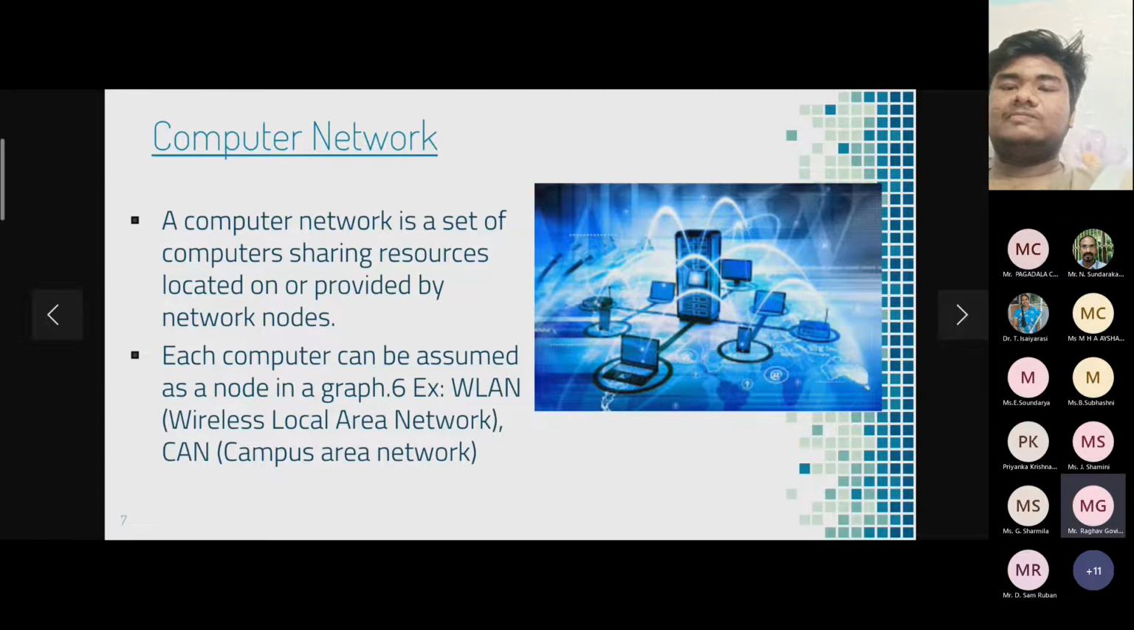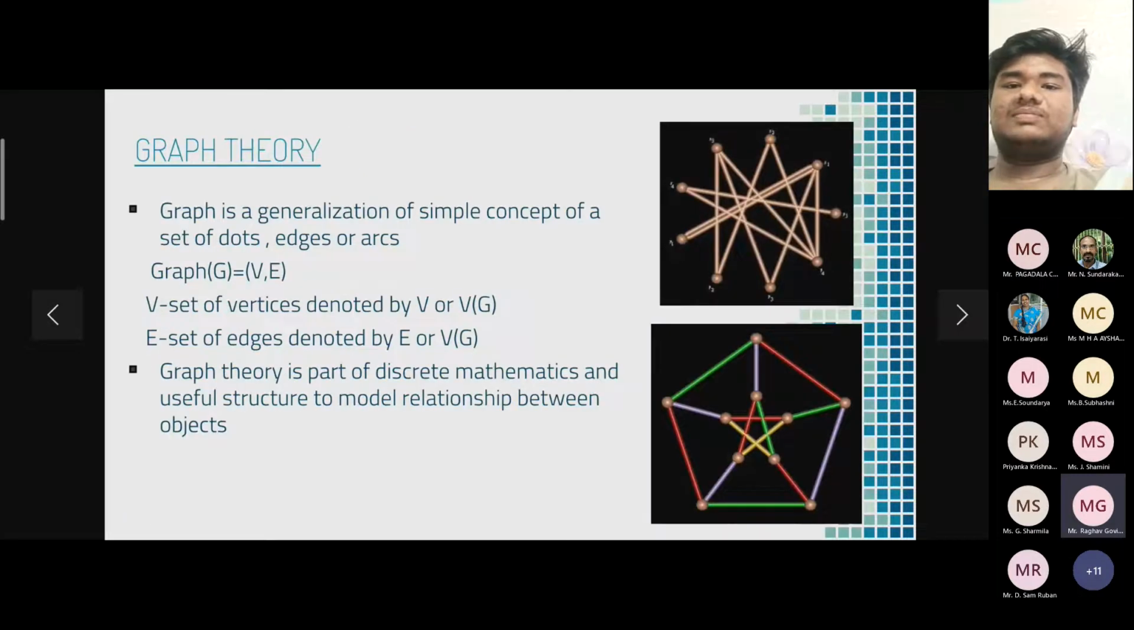A graph is represented by G, and the points are V and E. V represents the vertices, denoted by V or V of G, and E is the set of edges, denoted by E or E of G.